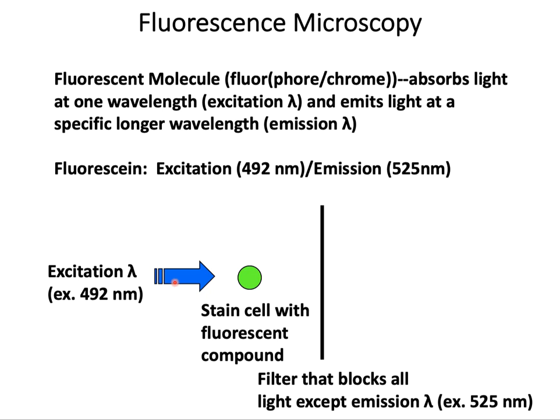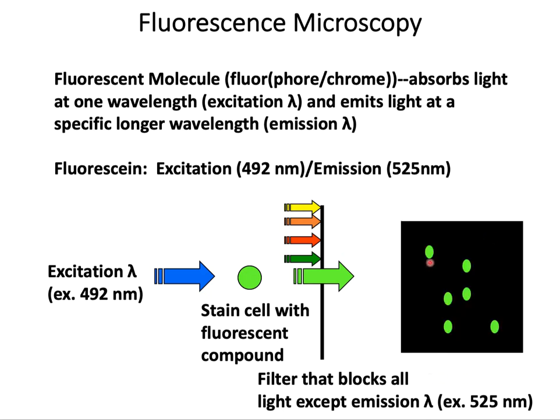There is a way to solve this problem. Before the light arrives at the detector, it must pass through a filter. The filter blocks all light except the emission wavelength that you are interested in. So in this example, the filter will block all light except the 525 nanometers. The resulting image is a completely black background with bright green stained objects, which is the fluorescent stain coming through.